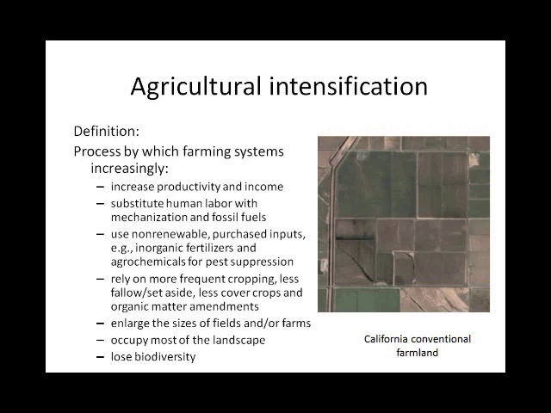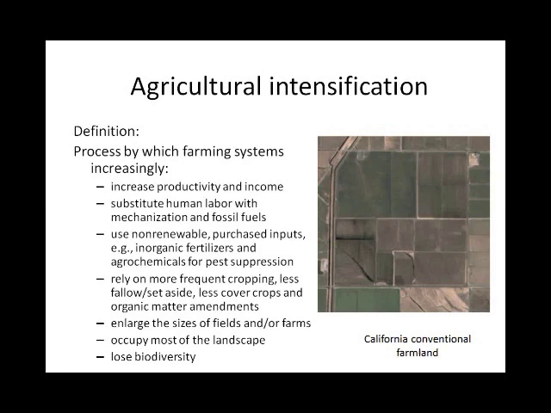I'm going to start out my talk with talking somewhat about agricultural intensification. Agricultural intensification is a process by which farming systems increase production and income with a variety of inputs that include more mechanization and fossil fuels, more non-renewable inputs such as inorganic fertilizers and agrochemicals. Often there's more frequent cropping, and sizes of fields increase. The farms tend to occupy most of the landscape, and in this process there's a loss of biodiversity.